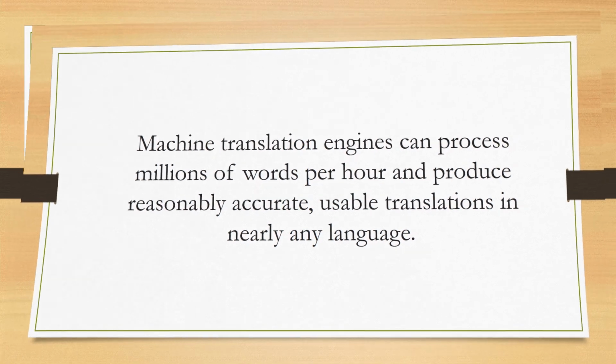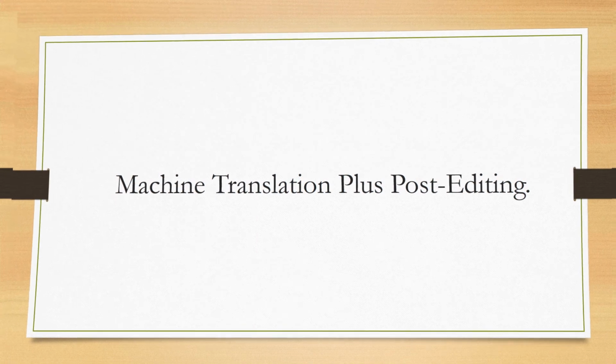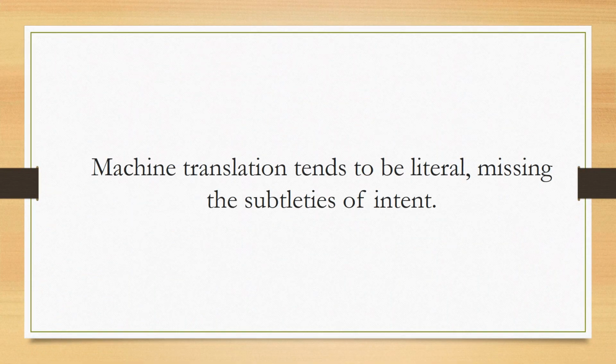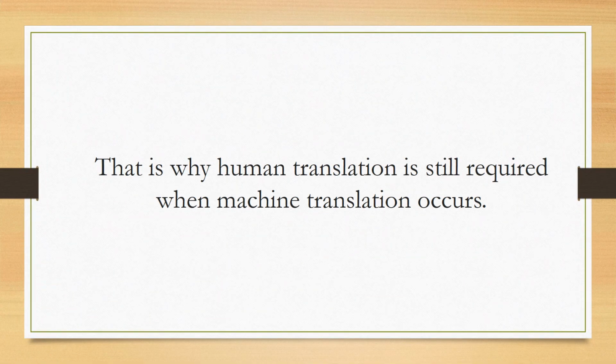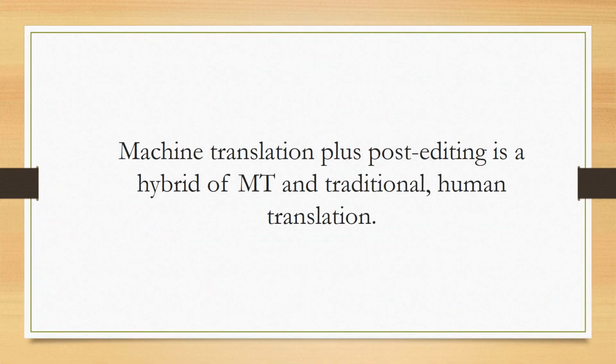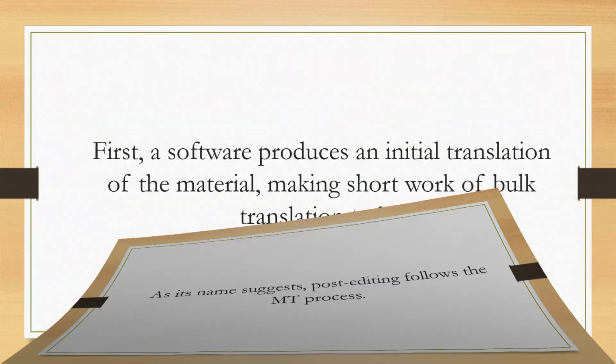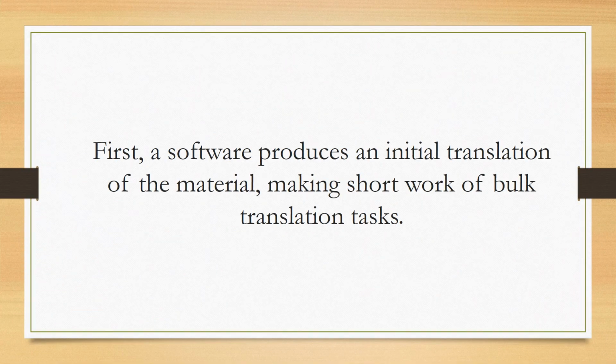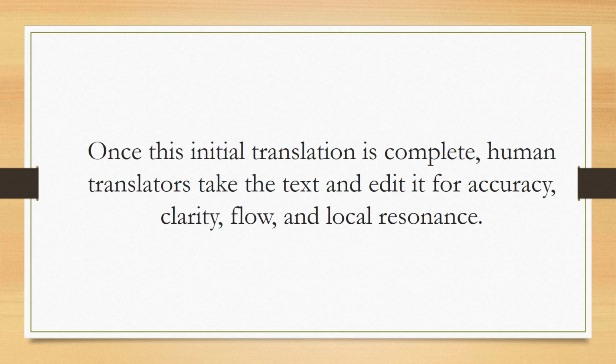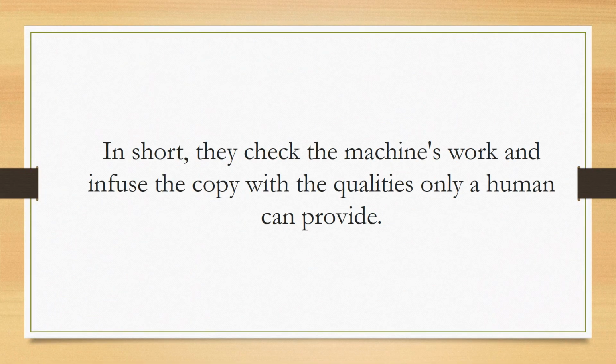Machine translation plus post-editing. Machine translation tends to be literal, missing the subtleties of intent. That is why human translation is still required when machine translation occurs. Machine translation plus post-editing is a hybrid of MT and traditional, human translation. As its name suggests, post-editing follows the MT process. First, a software produces an initial translation of the material, making short work of bulk translation tasks. Once this initial translation is complete, human translators take the text and edit it for accuracy, clarity, flow, and local resonance. In short, they check the machine's work and infuse the copy with the qualities only a human can provide.